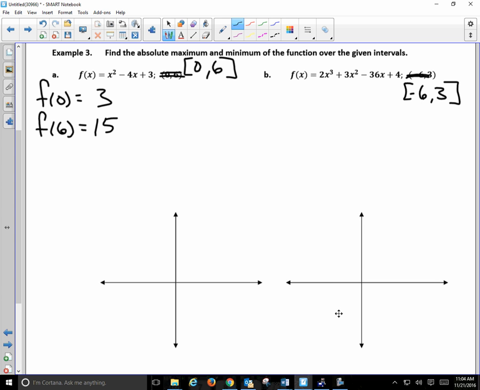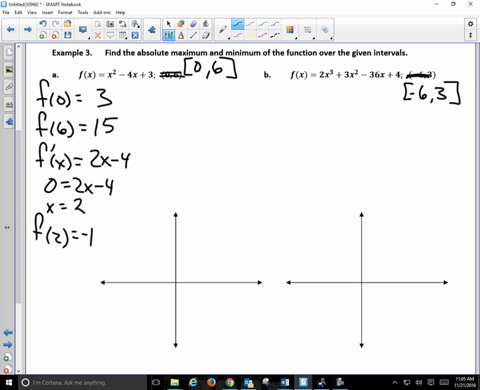So what we're going to do is find our critical points. The critical points occur either where the derivative does not exist or where the derivative is equal to 0. What is the derivative of this function? So 0 equals 2x minus 4, so x is equal to 2. So I find f of 2 as well, and that will tell me some of the behavior of this function. If I plug in 2, I get 4 minus 8 is negative 4, plus 3 is negative 1.